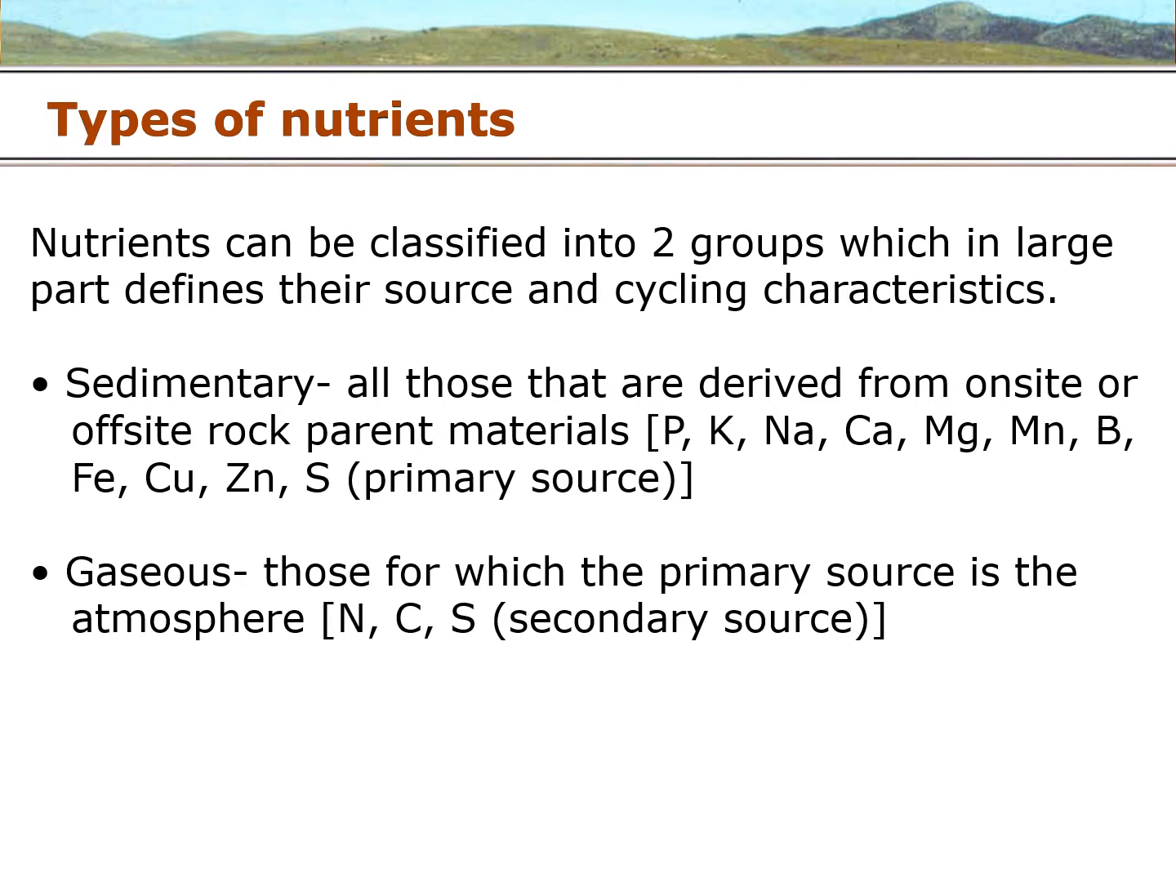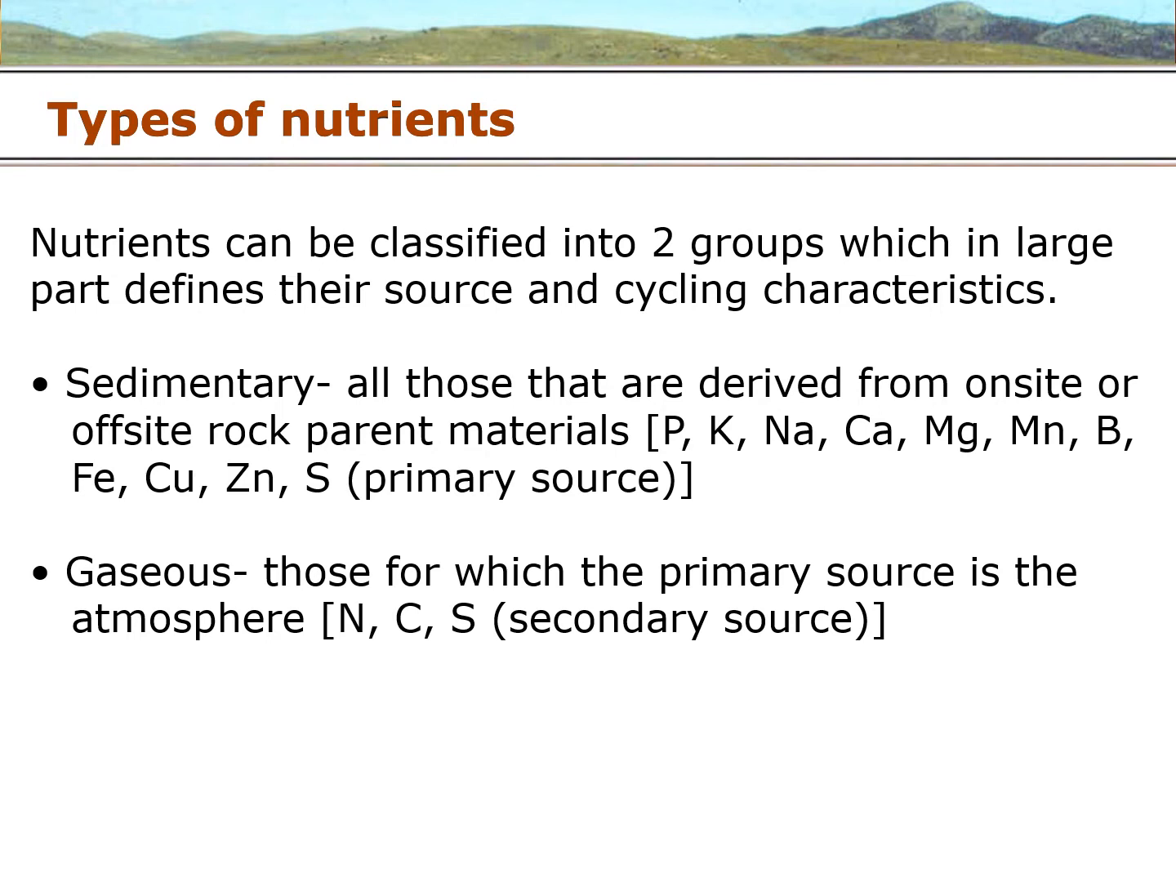Nutrients can largely be classified into two main groups, which defines their source and cycling characteristics. First, we have the sedimentary nutrients. All those are derived from on-site or off-site rock parent material, so they come from rock. We have phosphorus, potassium, sodium, calcium, magnesium, manganese, boron, iron, copper, zinc, and sulfur.